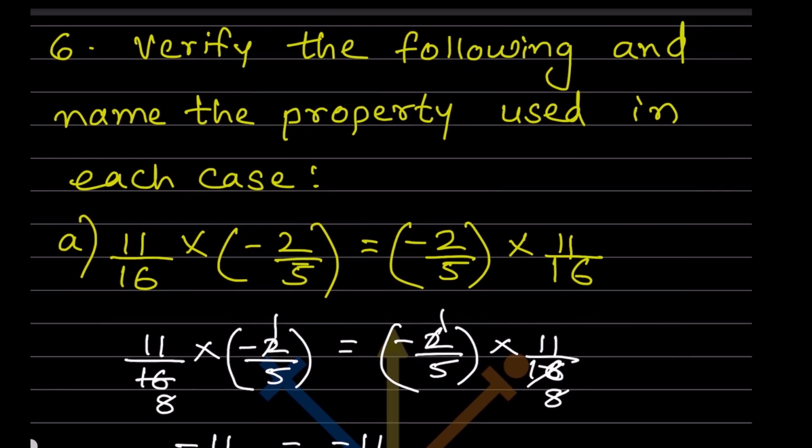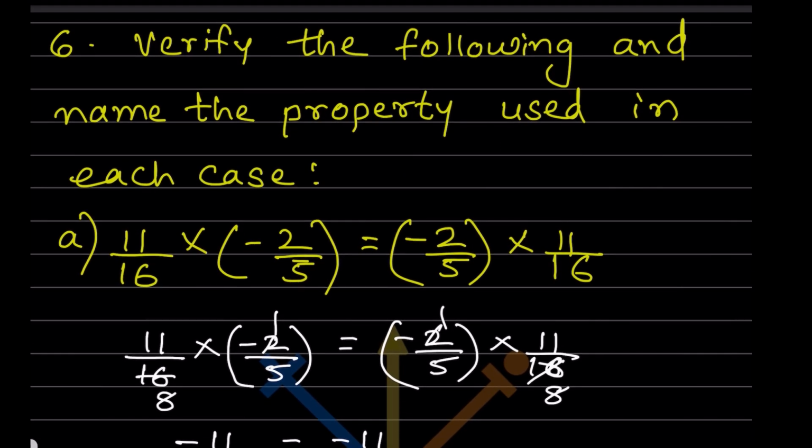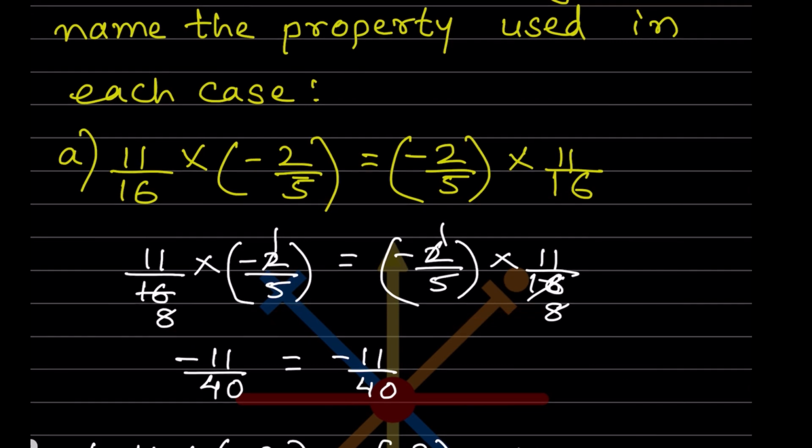Verify the following and name the property used in each case. So now this is given. What are we going to do? First we'll write the same thing I have written over here. Then I try to simplify it. 2 ones are 2, 8s are. So remaining here is minus 11 by 40.